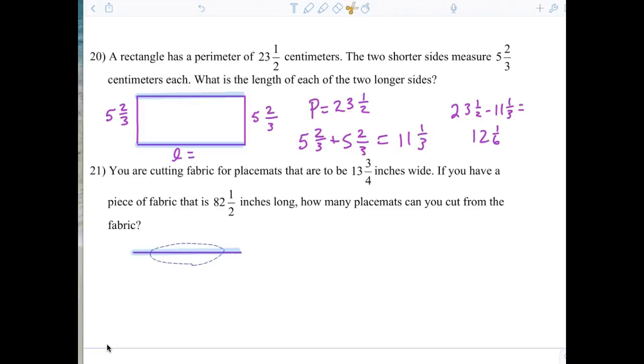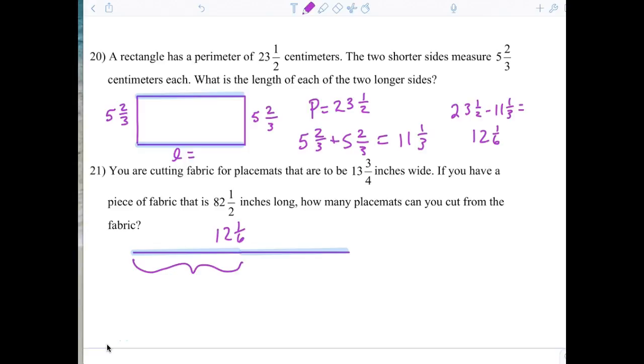Paste. Okay, that's that side. Do you agree? Now watch this. That's the other side. Would you agree? Now what I'm going to do is I'm going to do this. That length is 12 1/6. Come on now, kiddo. What do you think I have to do? Don't help her. Now remember, I'm only looking for this right here.